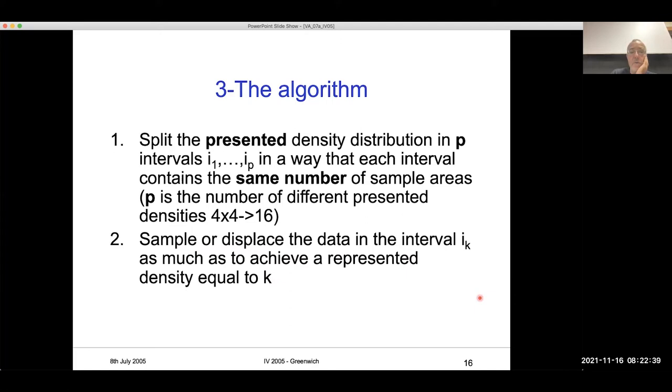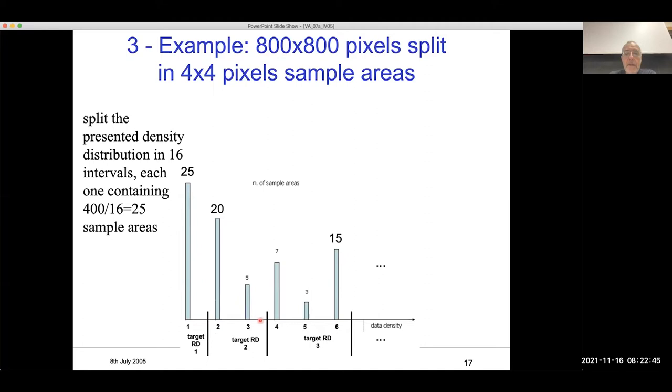Here there is the presented density that goes to 1, 2, 3, 15. And we split the distribution of this density in 16 intervals. Each of them is going to contain 400 divided by 16, 25 sample areas, because the total number of sample areas we have is 400. Remember, we are in a finite space. And someone can complain, oh, but 4 by 4 is very little sample area. I do agree. This is for the sake of the example. In reality, we use larger sample areas, but the result does not change. The number of densities is finite, and sooner or later you will meet this problem.